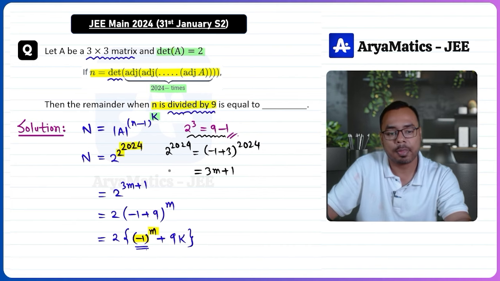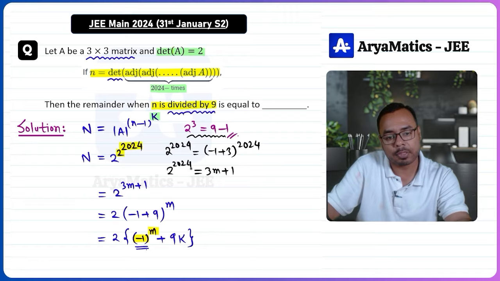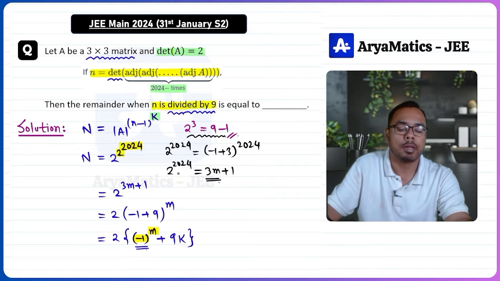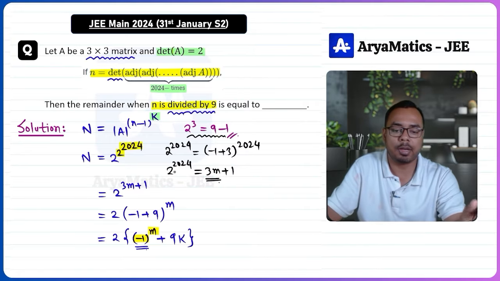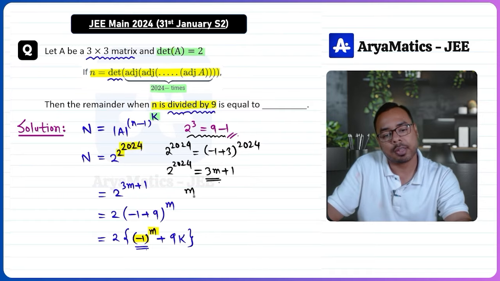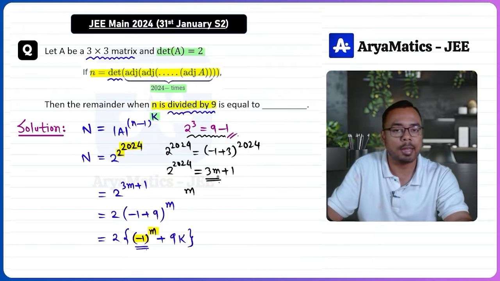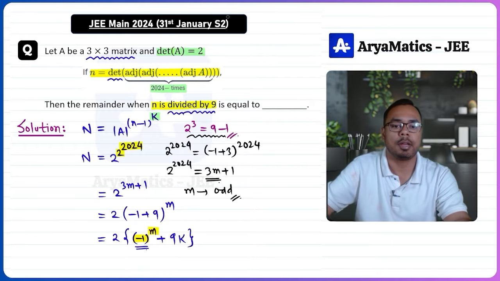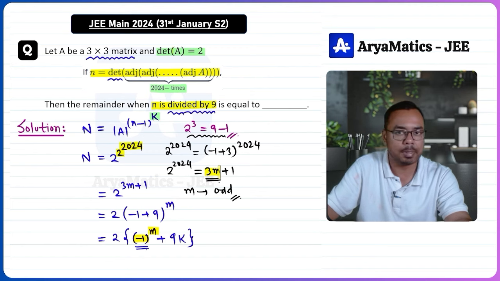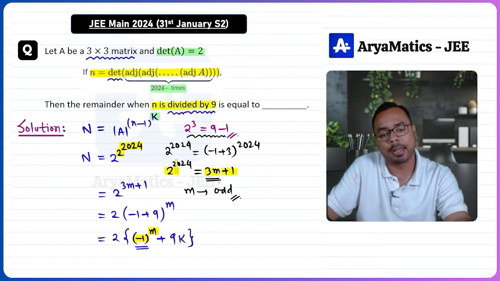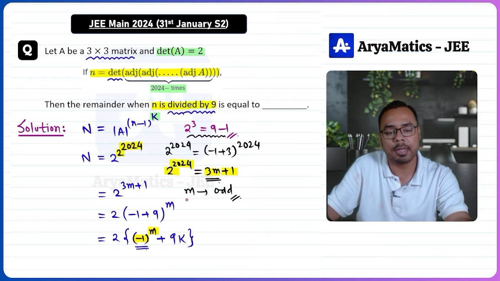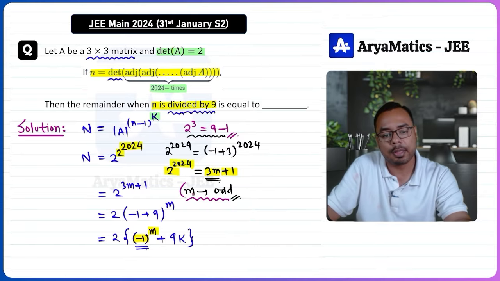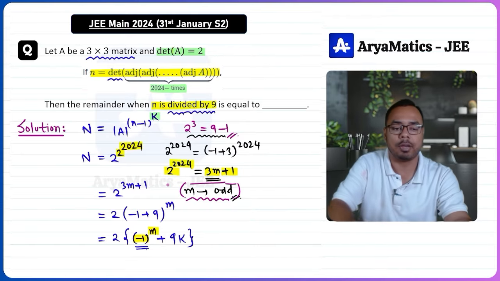We got 2^2024, this was a multiple of 3 plus 1. The left hand side, 2^2024, is an even number, so the right hand side must be even. If 3m plus 1 is even, then 3m must be odd, and if 3m is odd, m must be an odd number, right? Because if m is even, then 3 into m is even, even plus 1 will be odd, and the left hand side is even. So then we cannot make the two sides equal. So from here you can very easily see that m must be an odd number. Then only we can make the two sides equal, right?